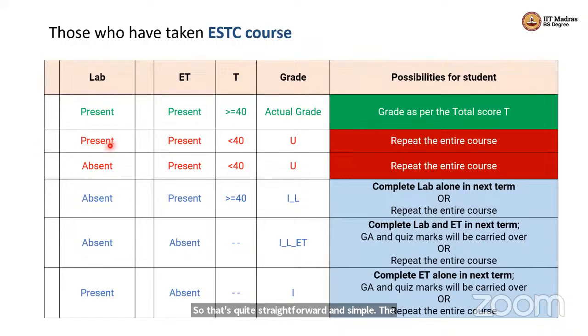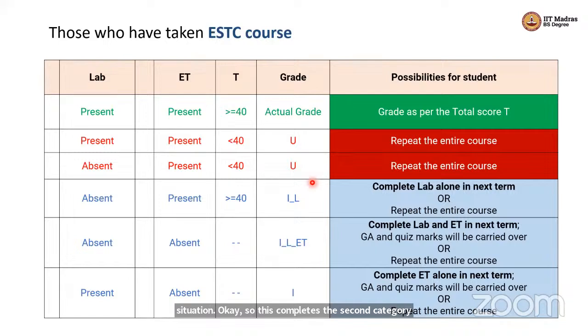The second category is getting a U grade. Those who score less than 40% will get a U grade, irrespective of whether you attend the lab or not. I'm just repeating this: if your total score of the course is less than 40%, you will get a U grade, irrespective of whether you attend the lab or not. You will have to repeat the entire course in such a situation. So this completes the second category.